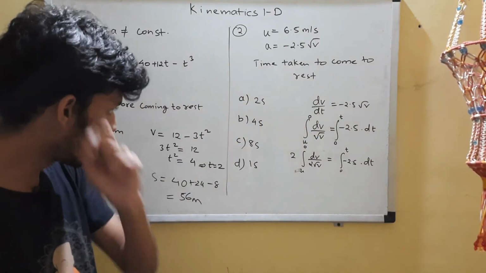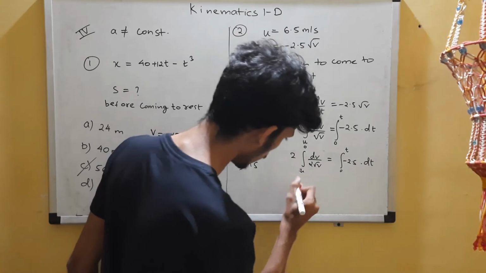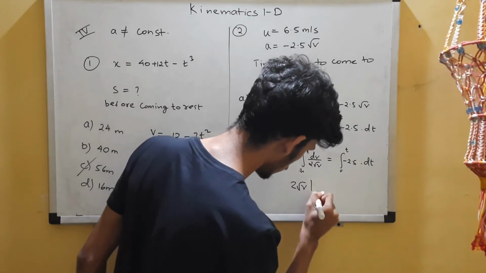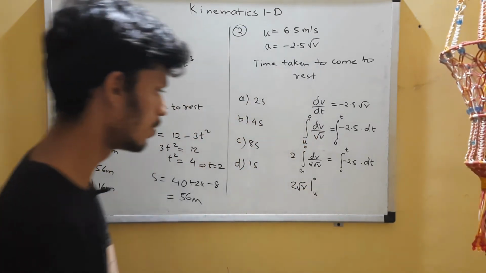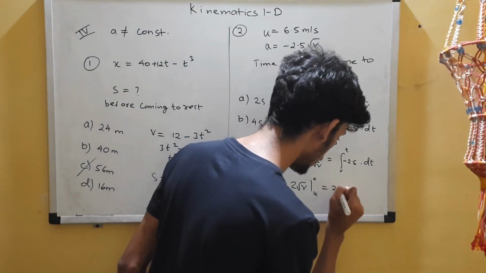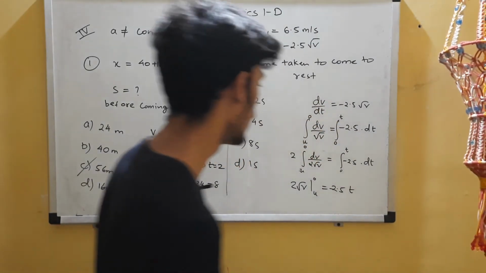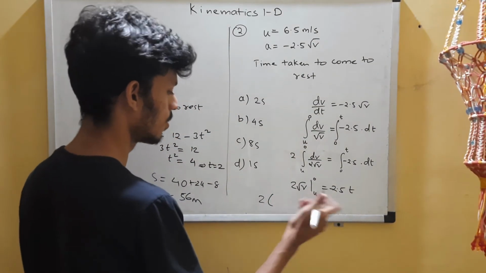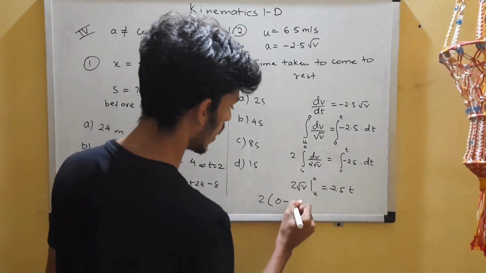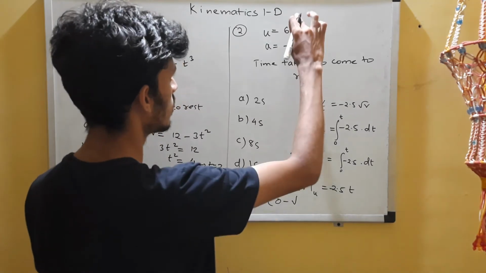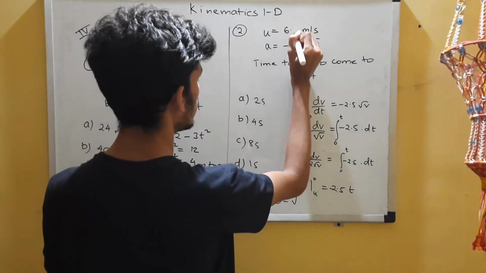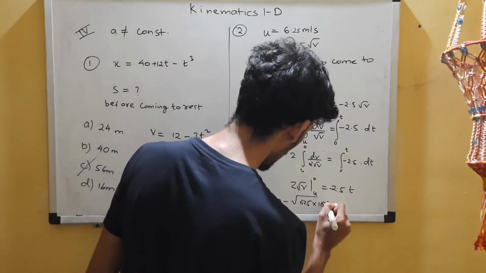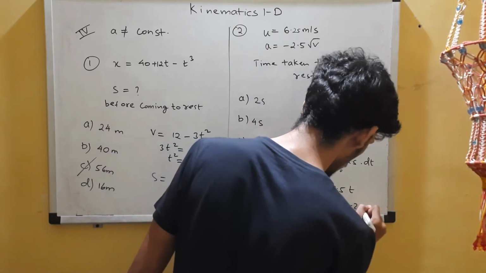Now I know that the integration of 1 upon 2 root v will be root v. So I'll get root v, and I just have to plug in the limits now, u to 0. Here I'll get minus 2.5 into t. Solve this now, it's very simple. First you substitute 0, so that is 0 minus this value, which is 6.25. Sorry, I made a mistake over here. It's 6.25, or I can write it as 625 into 10 to the power minus 2. And here you'll have minus 2.5 into t.